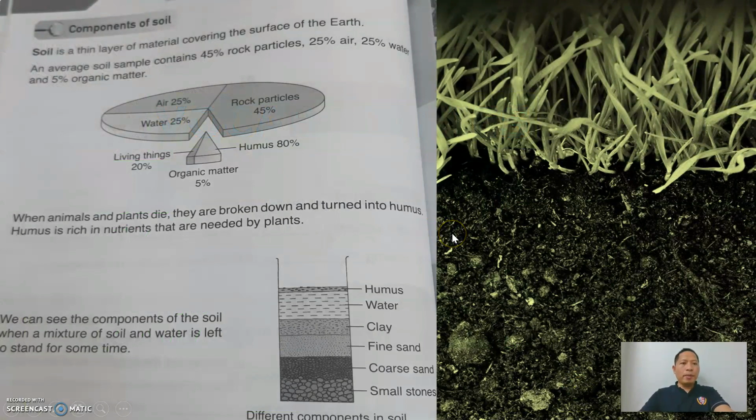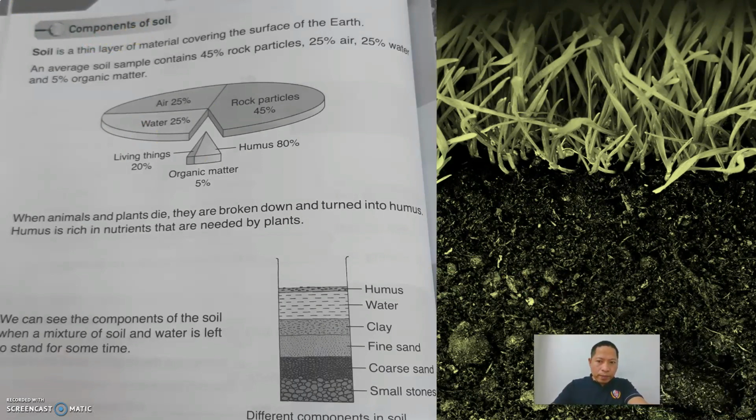Now in your book, you can find the components of soil. Hope you can see this. Okay, I will read for you. Components of soil. Okay, what is soil? Soil is a thin layer of material covering the surface of the earth, meaning it has a layer. Our earth has layers.